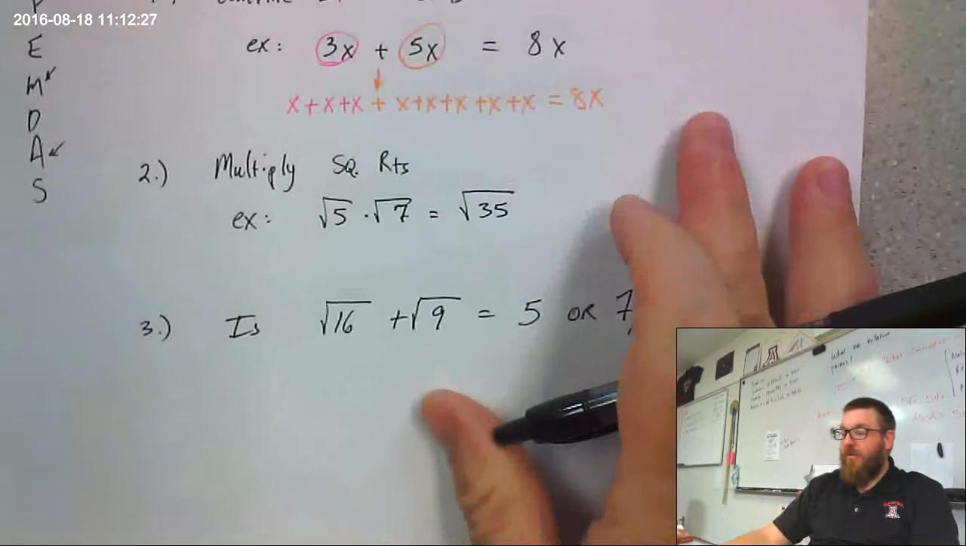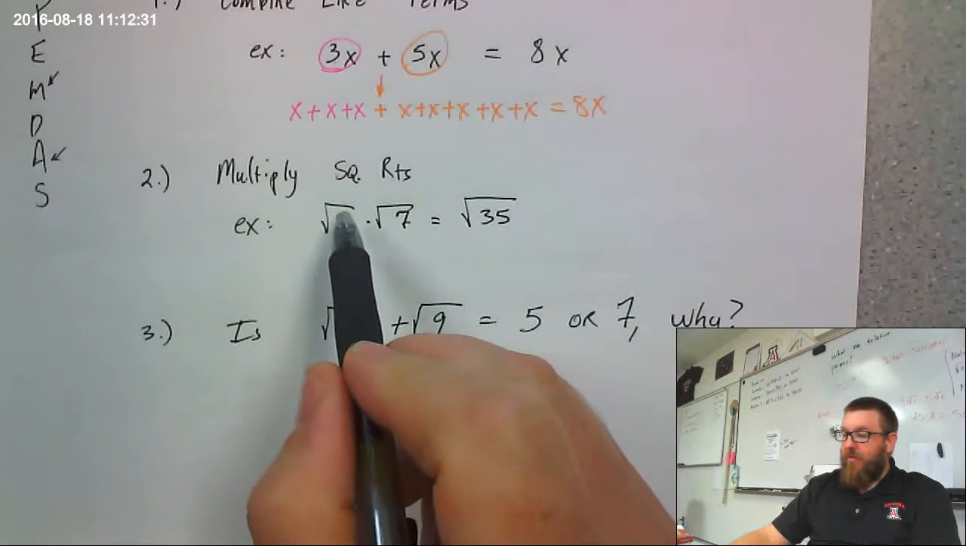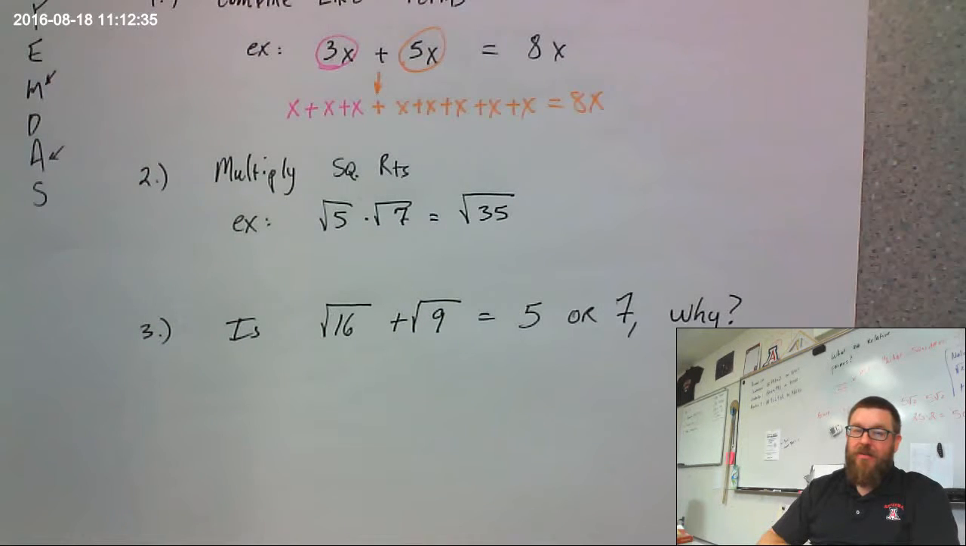Okay, multiplying square roots. Let's talk about that. Why can you multiply the square root of 5 and the square root of 7 to get the square root of 35? Again, pause the video, think about it for a little bit, and when you're ready, just unpause the video. I'm going to say the answer in 3, 2, 1 seconds.